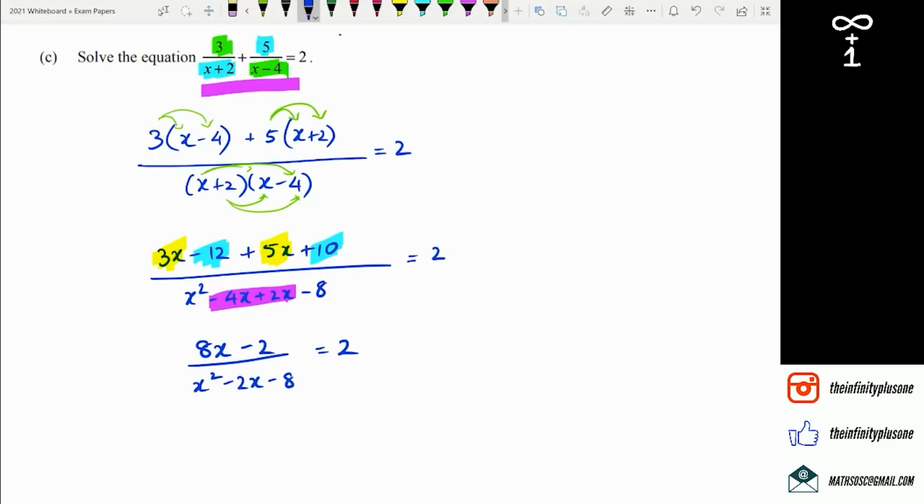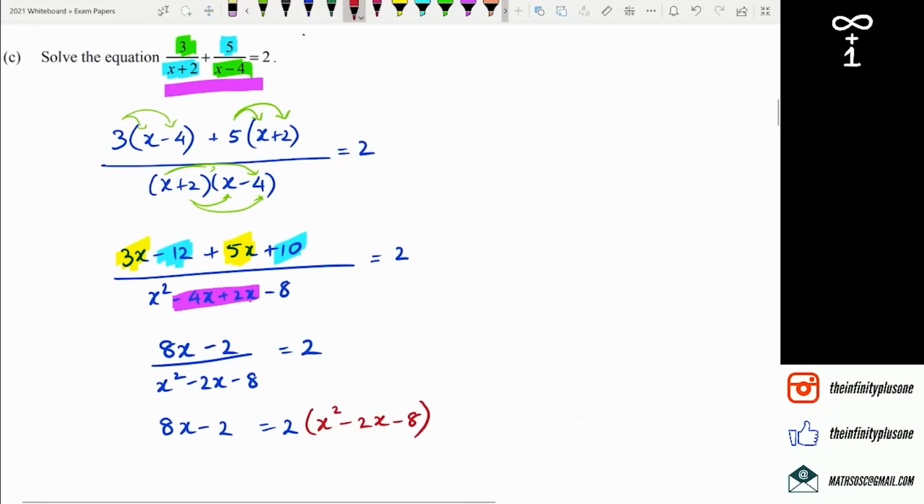So once I have this part of the equation, now I need to cross multiply, or I could just take the denominator to the other side, which means this is going to end up looking like this: 8x minus 2 equals 2 multiplied by x squared minus 2x minus 8. Now some of you might see that you can take the 2 to the other side and simplify it further. Either way you do this, your answers are still going to work out really nicely. But what we'll do is carry on here.